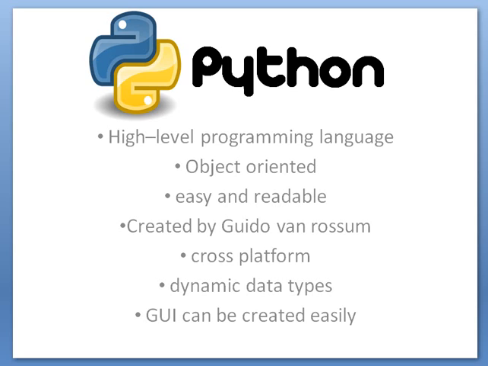It supports dynamic data types, which means that a variable of any data type can be created at runtime, and also we can use Python to create GUI applications very easily. Okay, so that is done by the Tkinter library, and we'll learn about that later.